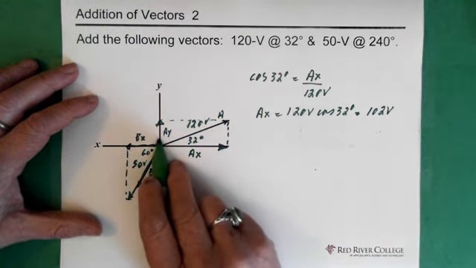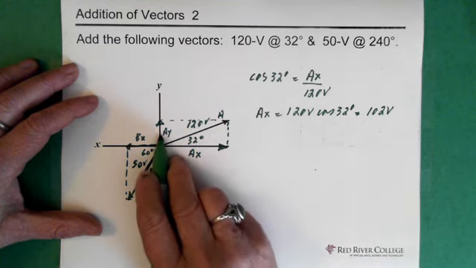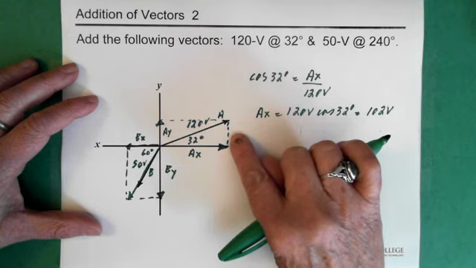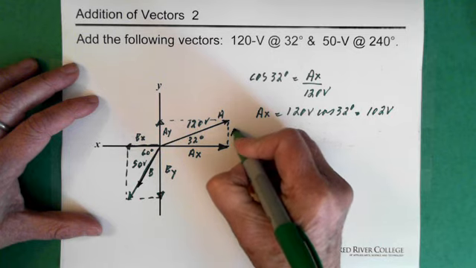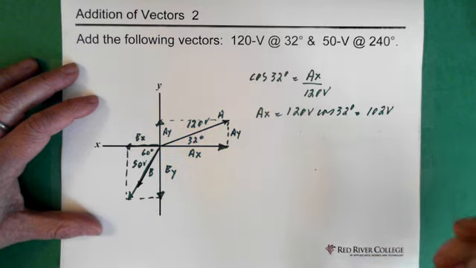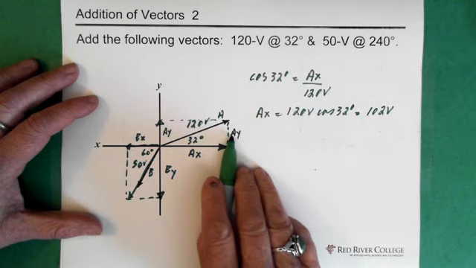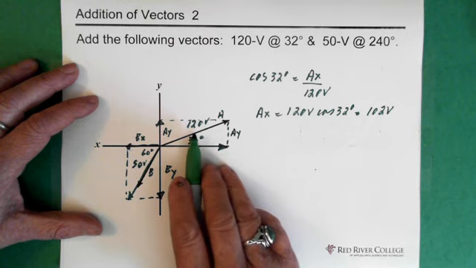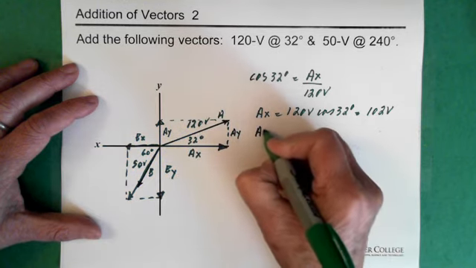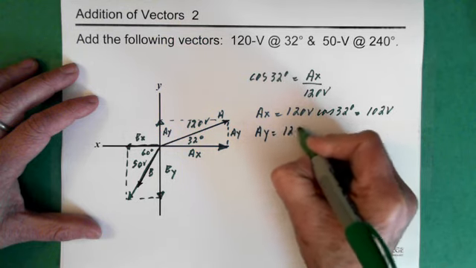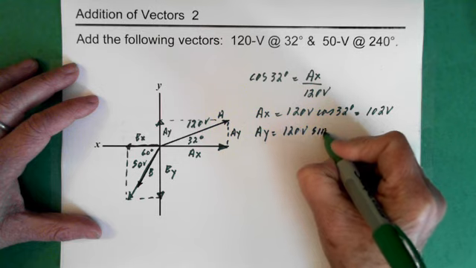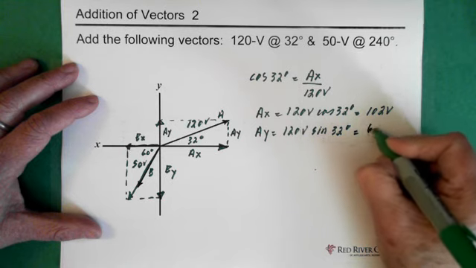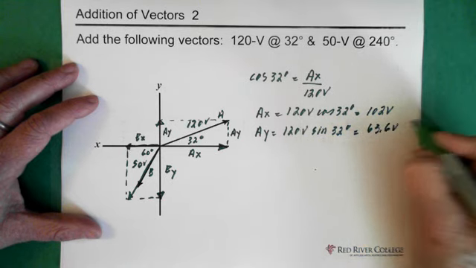Now we're solving for AY. We can see that AY is this side, the same length as this side of the right angle triangle. So this piece here is also essentially AY. We can see that this side is opposite the angle. We know the 120 is the hypotenuse, so we can use the sine to solve for AY. So AY equals 120 volts times the sine of 32 degrees, which equals 63.6 volts.